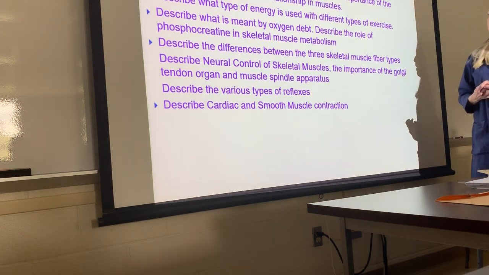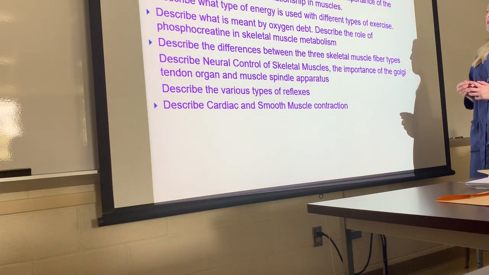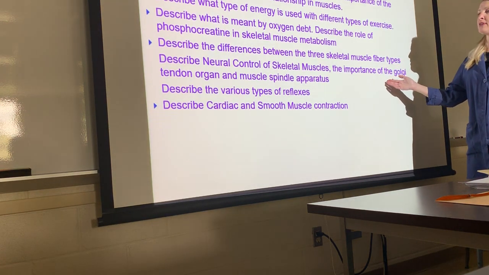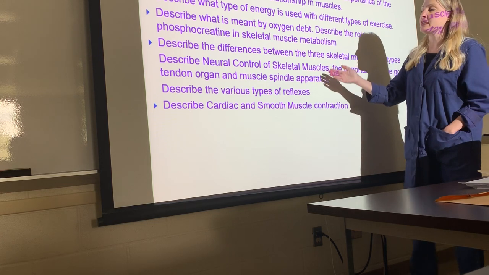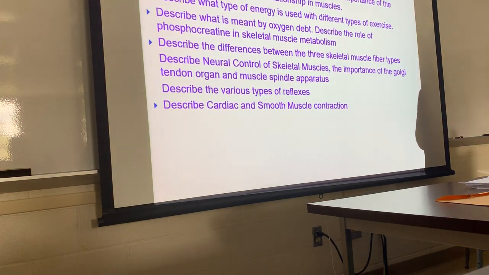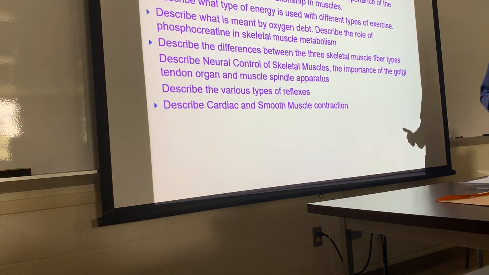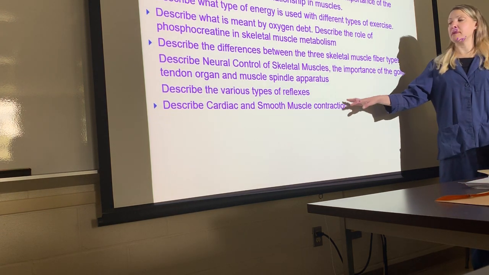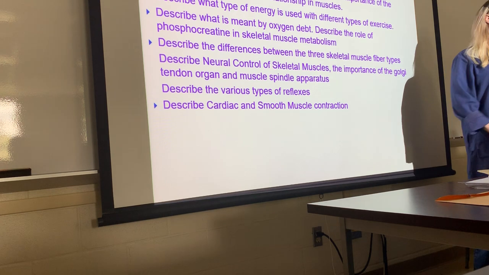We'll talk about the different types of energy we use with different types of exercise, what's meant by oxygen debt. We're actually going to be talking a lot about exercise physiology here in this particular part of the chapter. We'll talk a little bit about skeletal muscle fiber types and how they can change a little bit with different types of exercise training, whether it be aerobic conditioning or weight training. And then we're going to talk briefly about smooth muscle contraction as well.